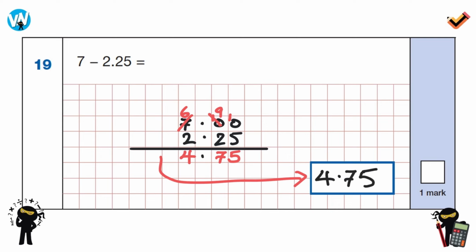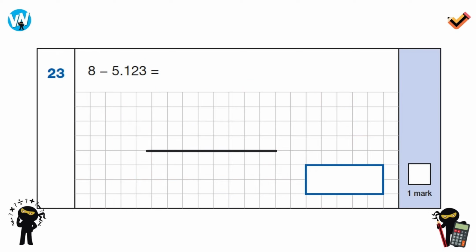4.75. If you've got a suggestion for my catchphrase about putting it in the box, put the answer in the box. So 4.75. Again, pause if you need to, but straight into it.